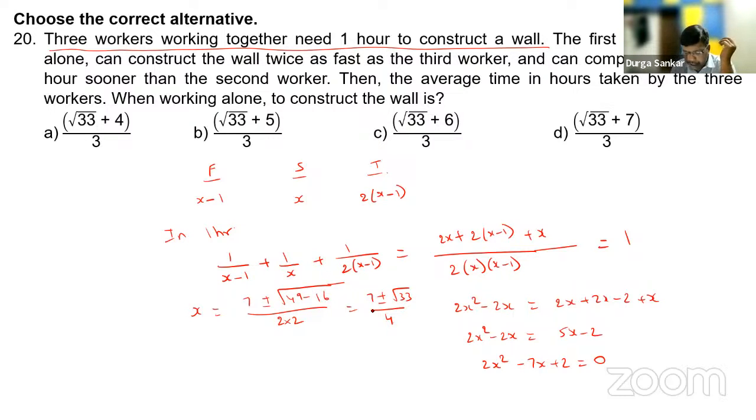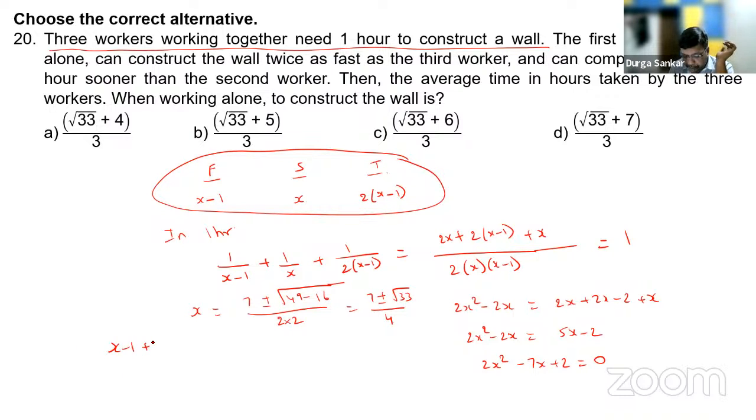Now again, guys, do not mark the answer right away. If you see, none of the answers match this. You know why? Because the question asks for the average time taken by the 3 workers to construct the wall. So I need to calculate the average of the individual times taken.